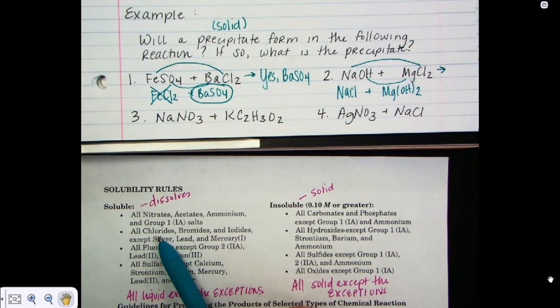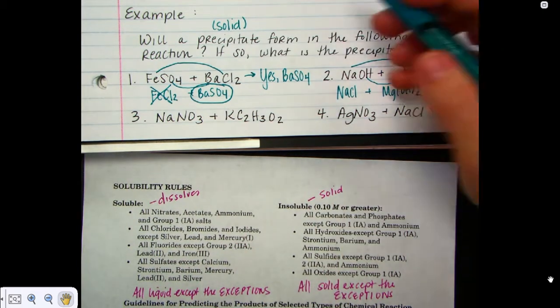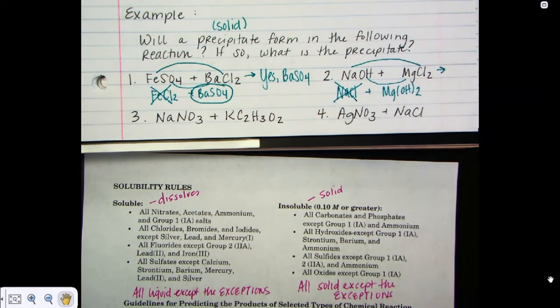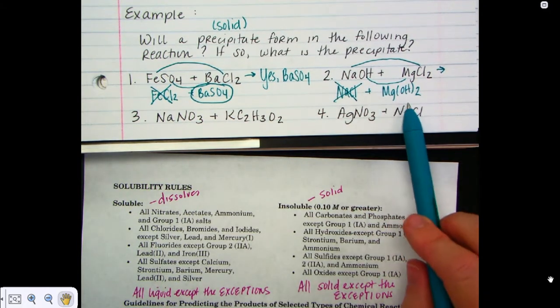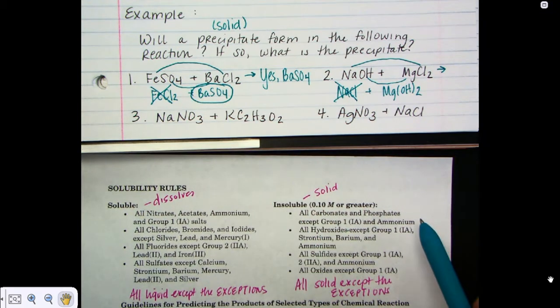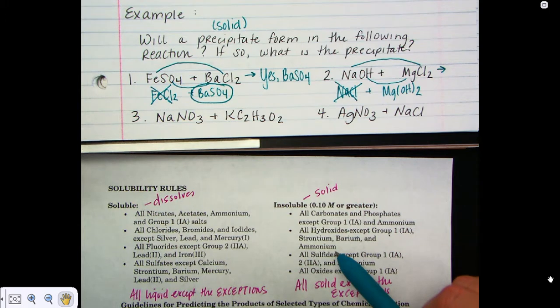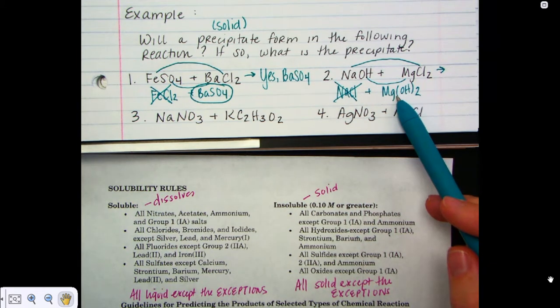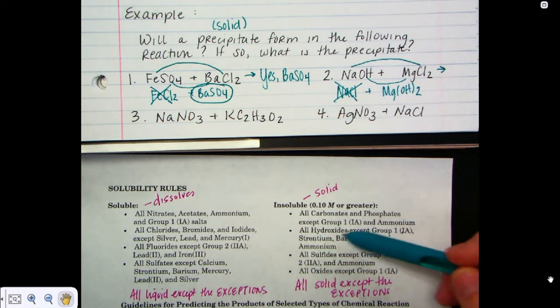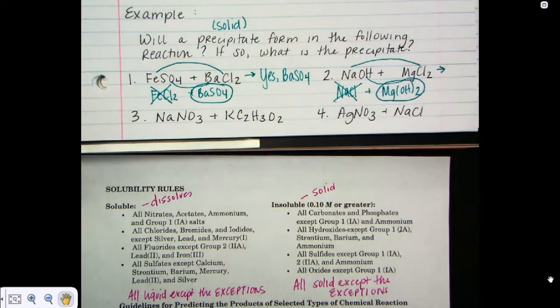We can reinforce that by looking at our solubility rules. All chlorides, bromides, and iodides are soluble except silver, lead, mercury. That's sodium. It's not an exception, therefore it is soluble. Then I'm going to look up my magnesium hydroxide. All hydroxides are insoluble except group 1A, strontium, barium, and ammonia. Well, magnesium is not in group 1A, and it's none of our 3 named exceptions. So this guy is our solid. All right. So let's look at our next one.